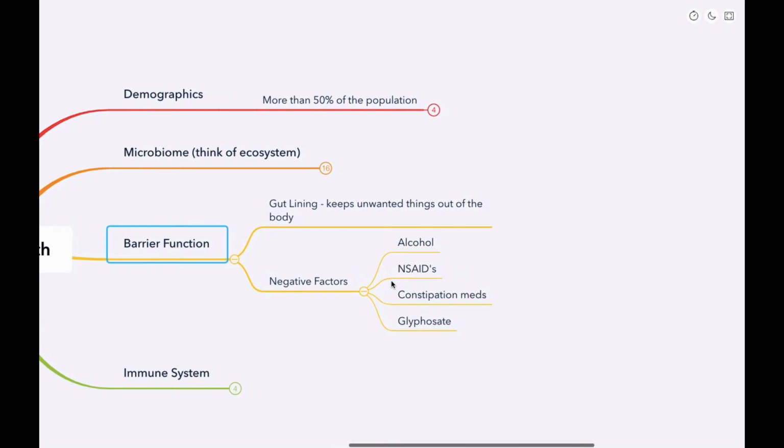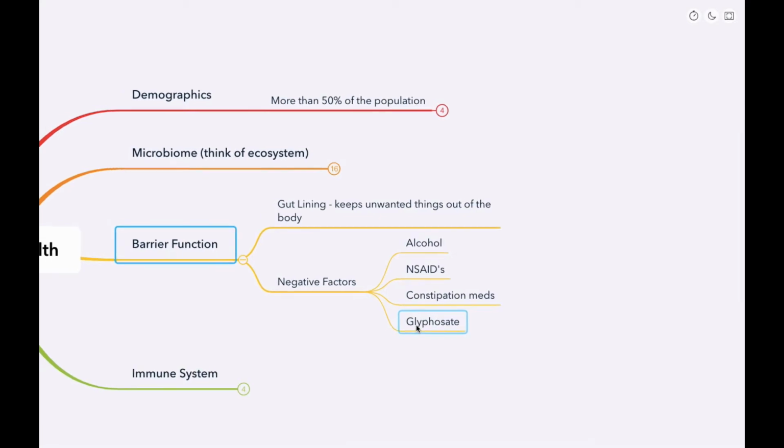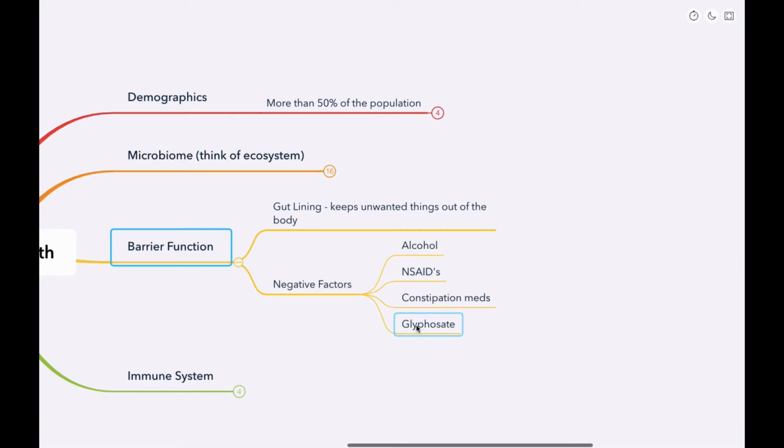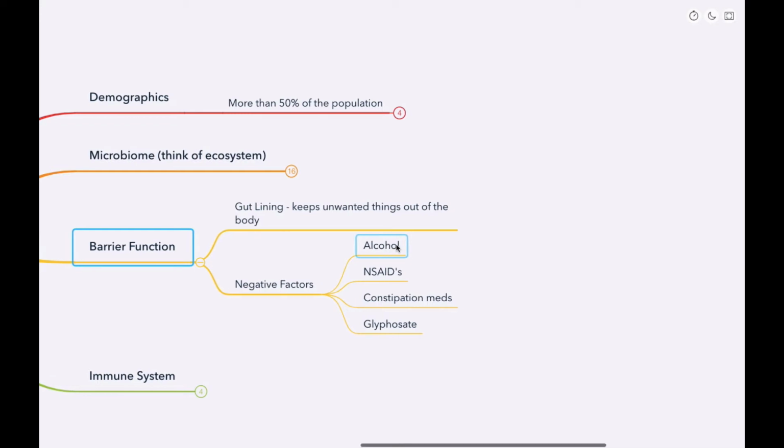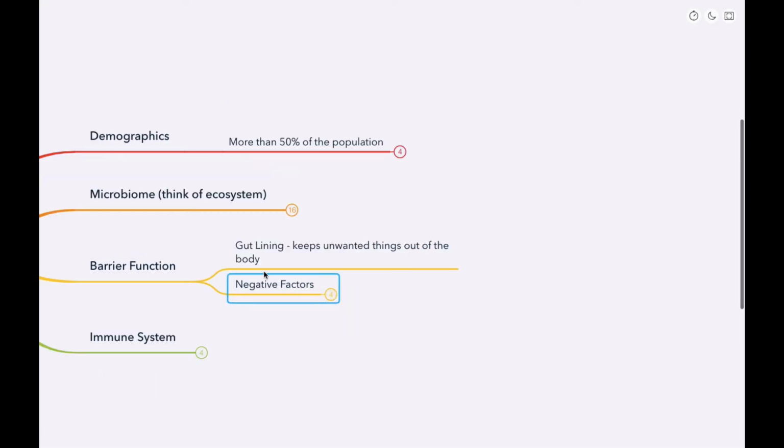But what do we do? We drink alcohol, we take NSAIDs, constipation meds. There's glyphosates in our non-organic foods that can affect the barrier function of the gut and allow things into our bodies that we don't want to get in. Going back to alcohol for a second, it's not like you can't have a glass of wine every once in a while, but please realize that most of the studies now show that alcohol is simply a poison, and there's very little evidence nowadays to show that it's helpful in any way. So just be aware of that.